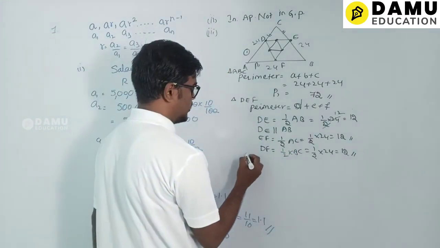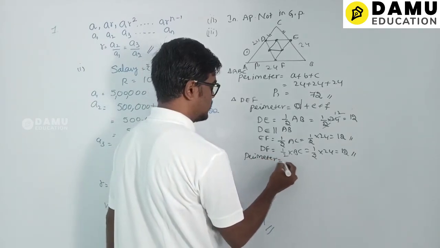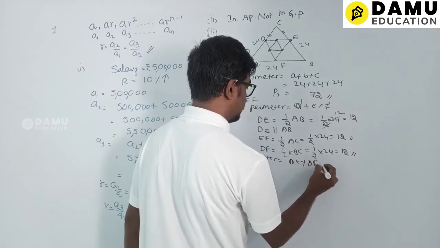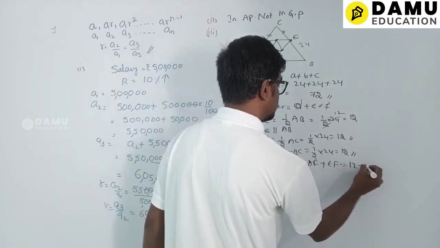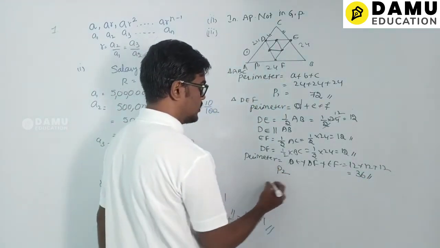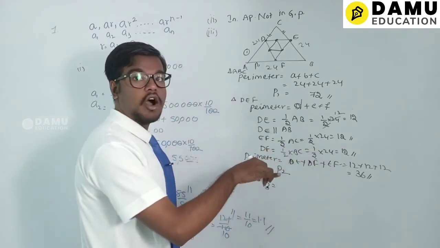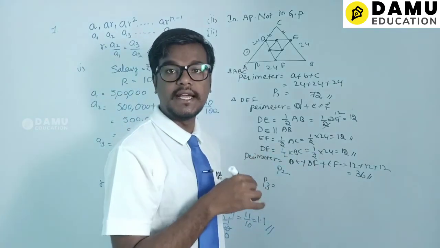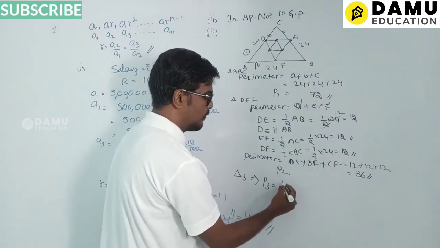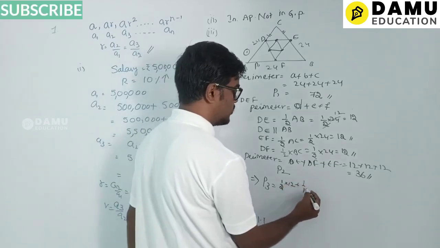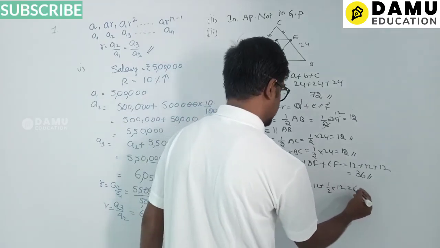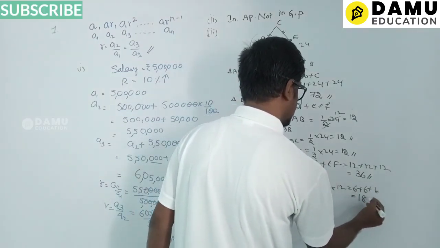So let's calculate the perimeter. The perimeter will be DE plus DF plus EF, 12 plus 12 plus 12, that is 36. So this is P2. Then what is P3? The sum of all the sides for the third triangle: half of 12 plus half of 12 plus half of 12, so 6 plus 6 plus 6, that is 18.